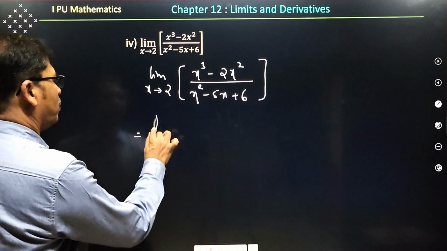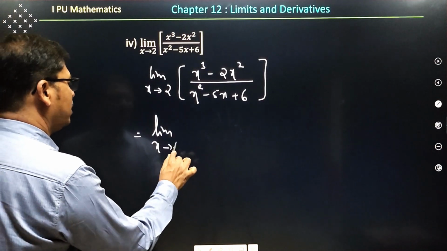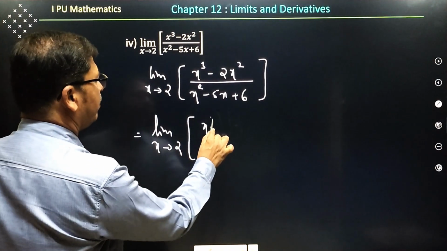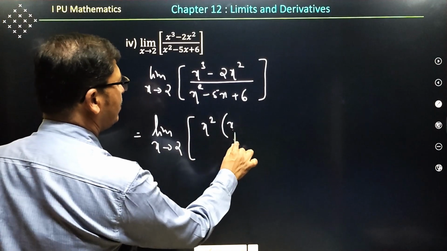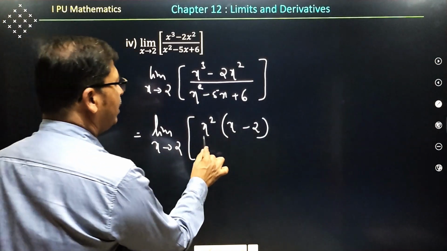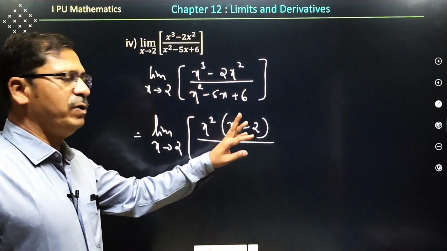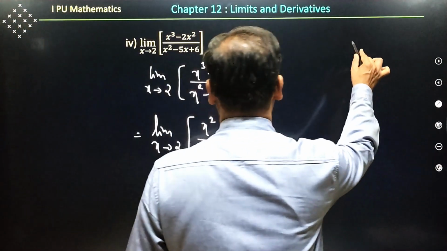Limit x tends to 2 here. Take x square common. By taking x square common, x remains here, minus 2 remains. In the denominator, what happens? x square minus 5x plus 6. Let me separately factorize this.